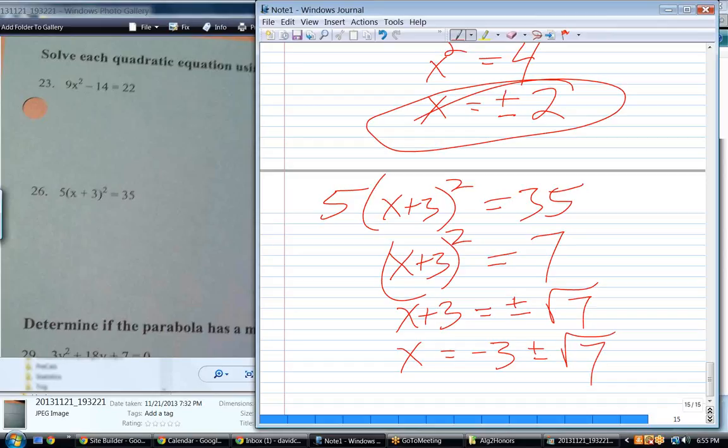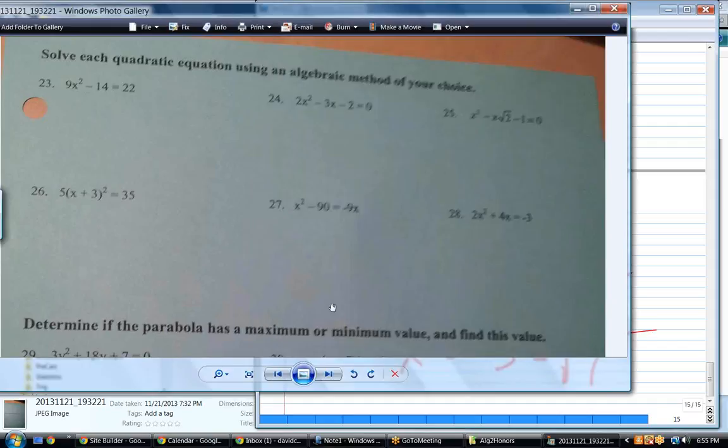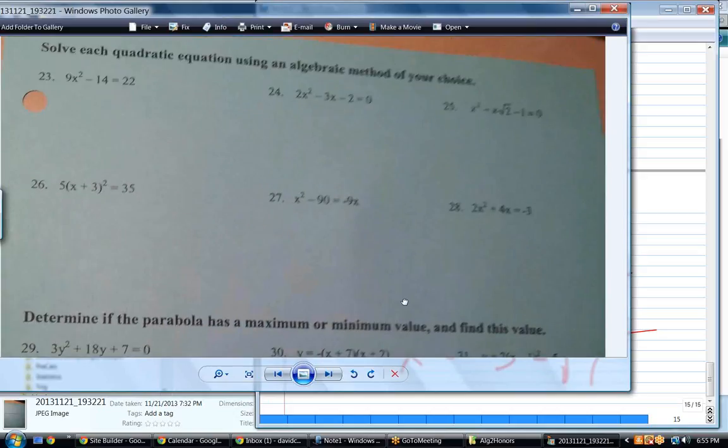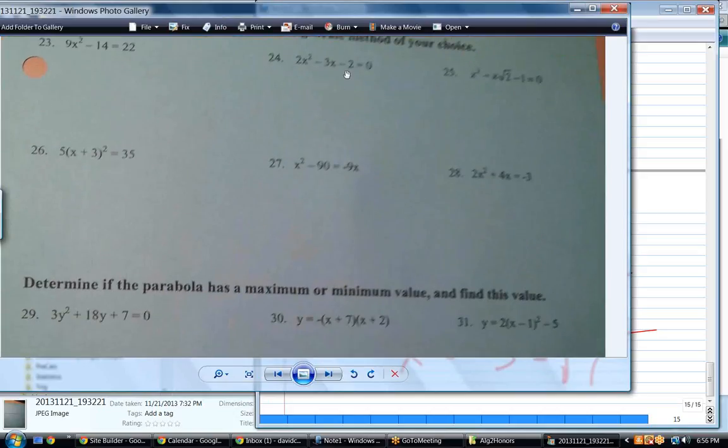Wow, when I did this problem last night, I didn't make it root 7. I left off the radical sign so that we came up with two answers, -3 plus 7 and -3 minus 7. So we had 4 and -10 as our two answers. It just occurred to me right now that I forgot to put the radical sign there, which makes two different answers. All right. 24 is just a straight factoring problem.